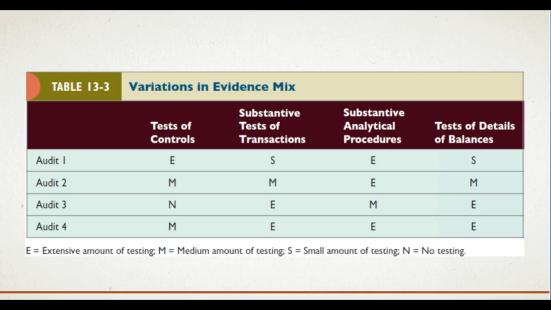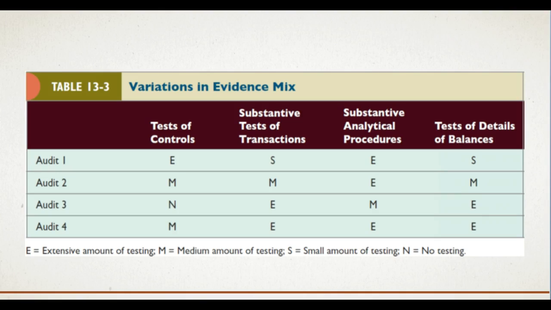Audit 2 illustrates a company with some controls and a few inherent risks. The auditor has decided to do a medium amount of testing for all types of tests except substantive analytical procedures. Audit 3 illustrates a company that has a few effective controls and significant inherent risks. No tests of controls are done because reliance on internal controls is inappropriate when controls are insufficient for a non-public company.